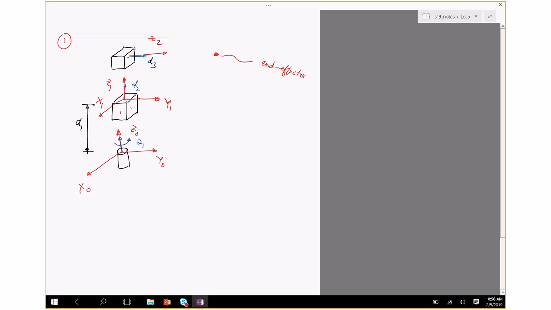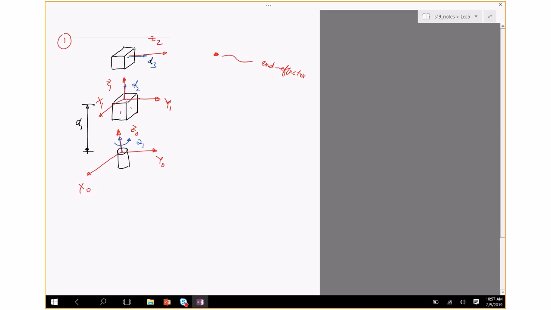Let's move to 2. Let's attach x2. To attach x2, we need to find the relation between z1 and z2. z1 is pointing upwards, z2 is pointing that way, and if you look through this, they are actually intersecting too in this case, because z1 passes right through z2. So if z1 and z2 intersect, then xi, which is x2, is going to be at right angles to z1 and z2. If z1 is this way, z2 is that way.